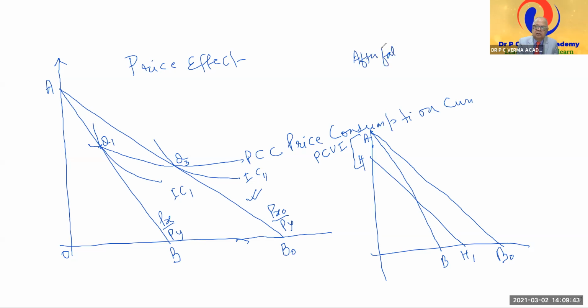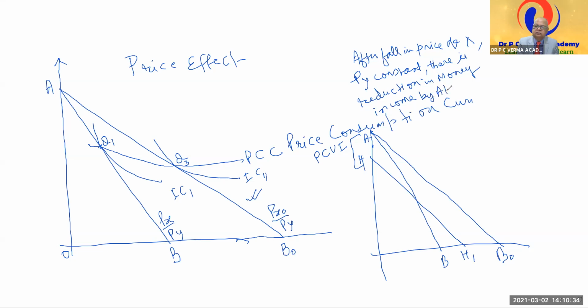After the fall in the price of X, with the price of Y constant, there is a reduction in money income by AH. HH1 is parallel to AB0.